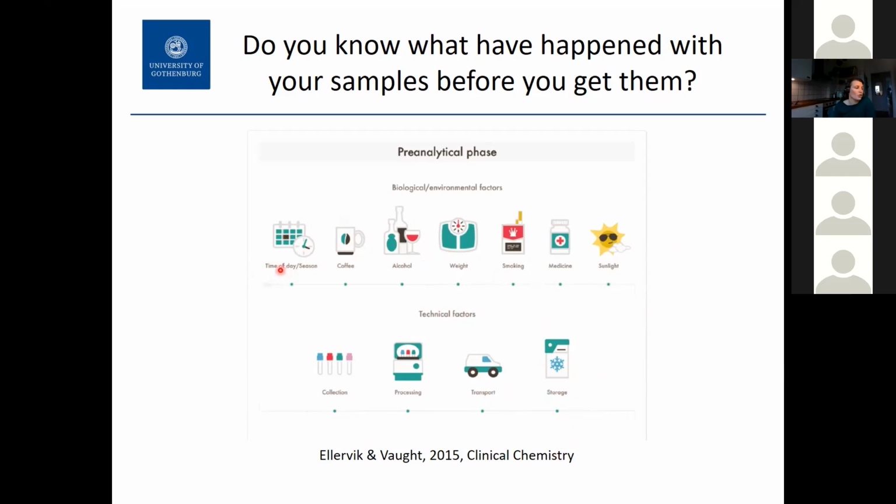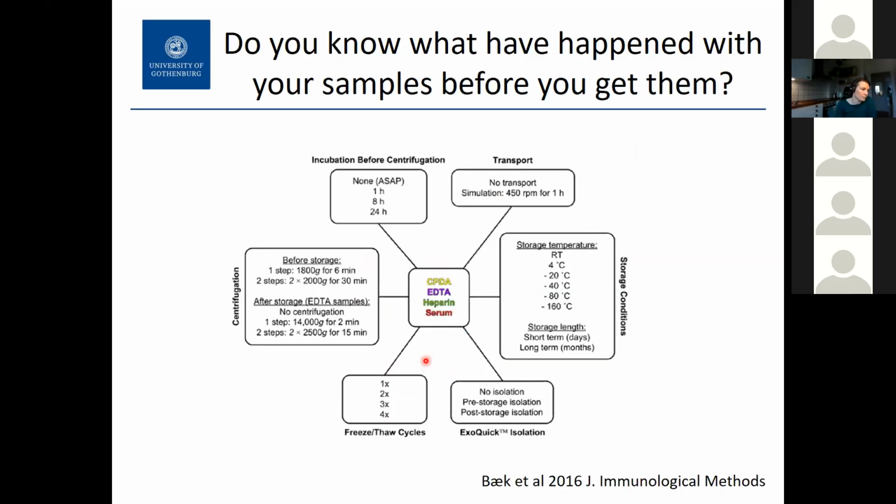So which time of the day was the sample collected? What do we know about the person? Did they have coffee, alcohol? Are they smoking? Are they on any medication? What happened during the collection? How was it processed? Was it transported? How long did this take from collection to storage? Was it hours, days? This is just an example.